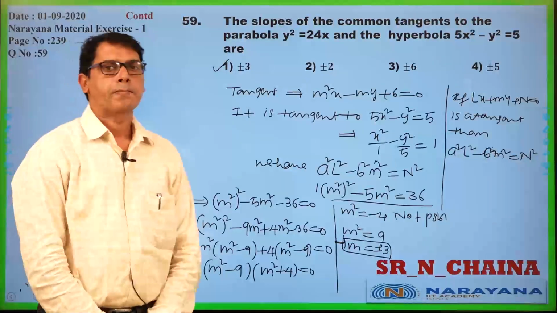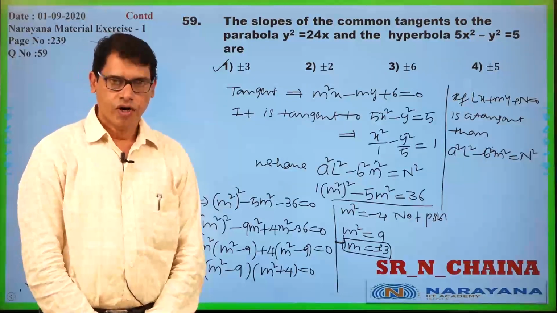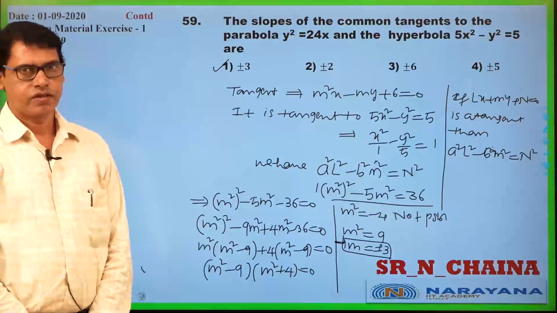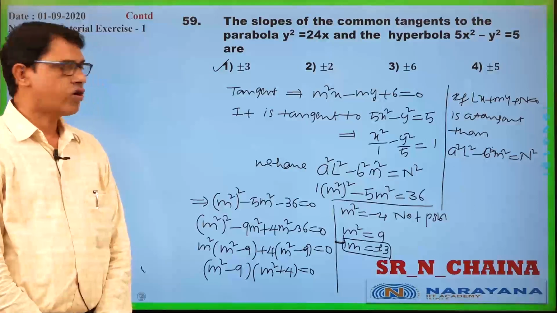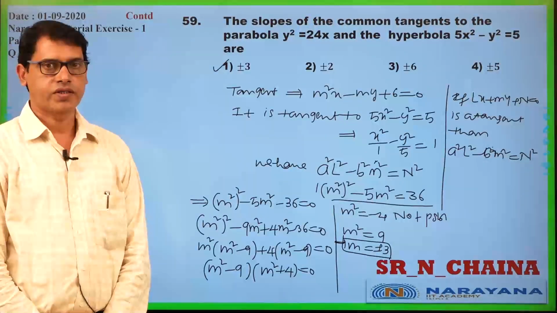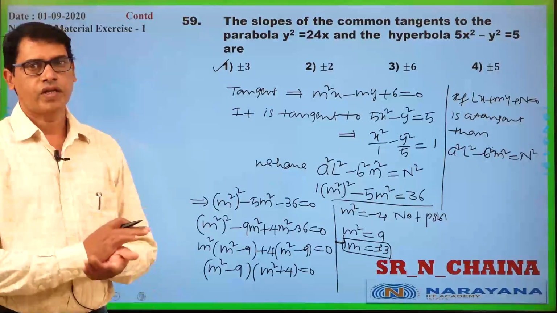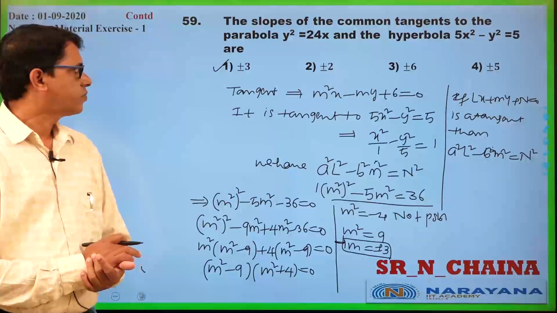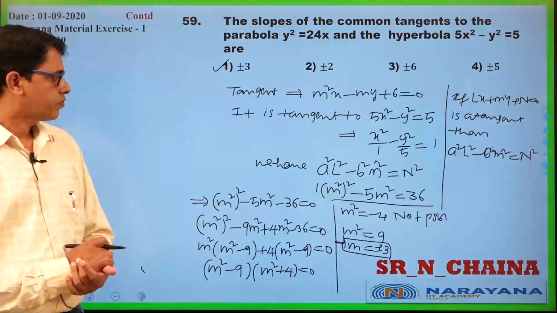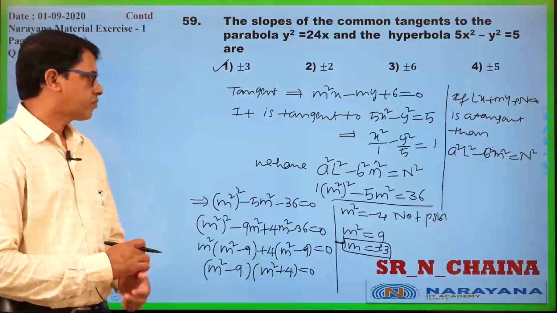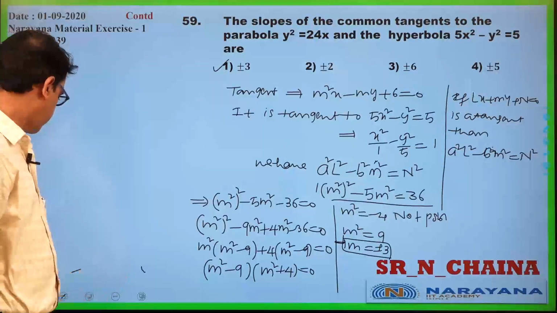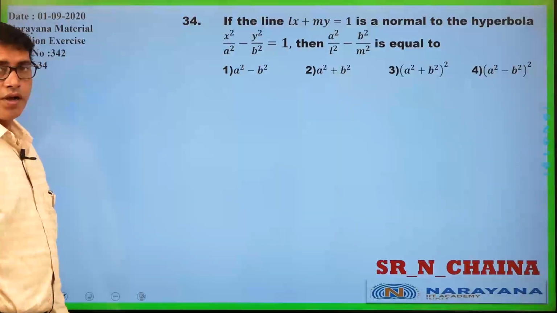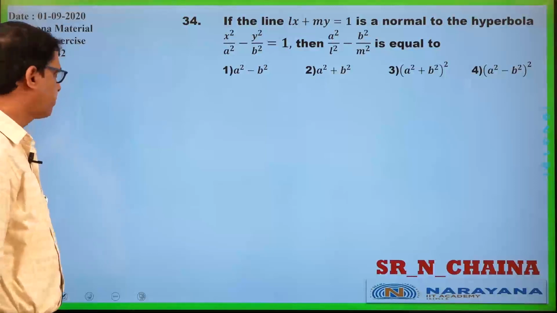Okay? You must be thorough with the formulas, then only you are able to do the problems. You must be thorough with the concept and thorough with the formulas: equation of tangent in the slope form for the parabola, for the hyperbola and for the ellipse. Okay? Now, let us go to the next question.